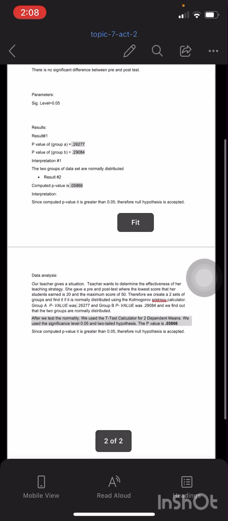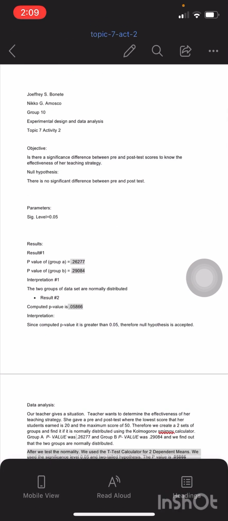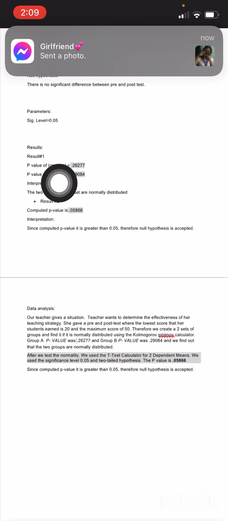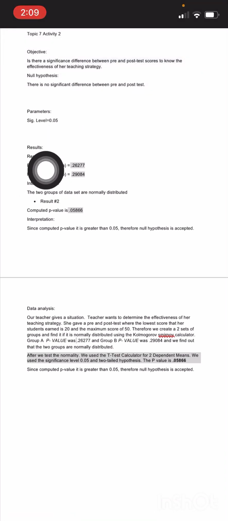So, these are the objectives and parameters and the results: the p-values of A and B. Interpretation: two groups of data are normally distributed. Result number 1 is that, and result number 2 is the computed p-value is 0.05866. Interpretation: since the computed p-value is greater than 0.05, the null hypothesis is accepted.